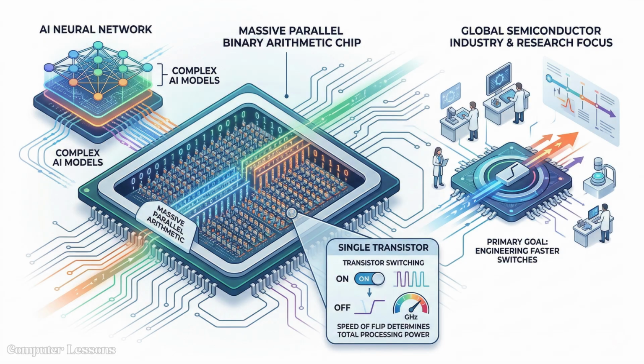Even complex artificial intelligence models are just performing massive amounts of binary arithmetic in parallel. The speed at which a chip can flip its transistors determines its total processing power. Engineering faster switches remains the primary goal of the global semiconductor industry and research labs.